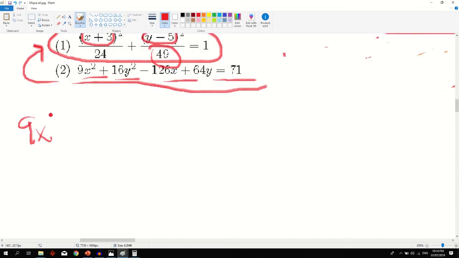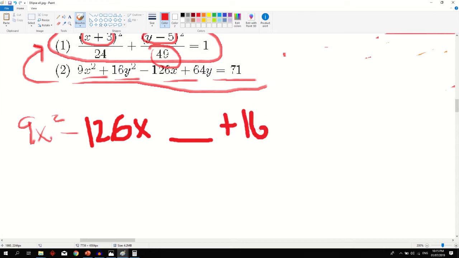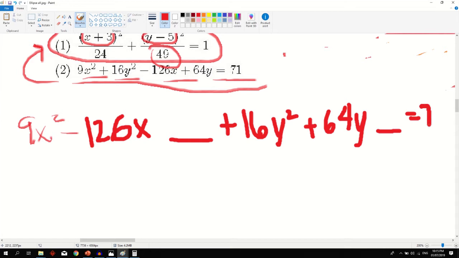So 9x squared minus 126x. Could you see clearly? 126x. Still not good enough. So we don't know that. Then plus 16y squared plus 64y. We don't know this one. Okay, equals to 71.